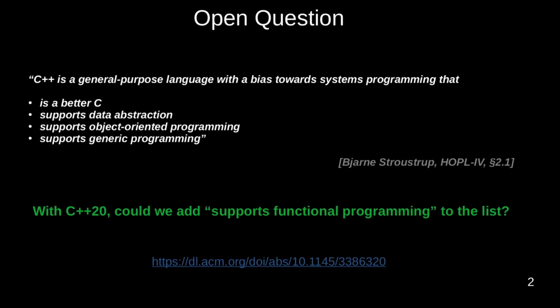In fact, even if you go back to the early 90s and you would ask Bjarne Stroustrup, the creator of C++, what the language was all about, this used to be his standard answer. C++ is a general purpose language with a bias towards systems programming that is a better C, supports data abstraction, supports object-oriented programming, and supports generic programming.